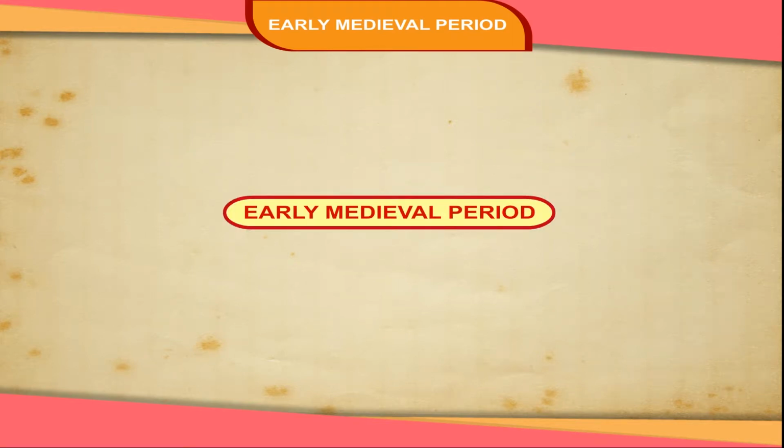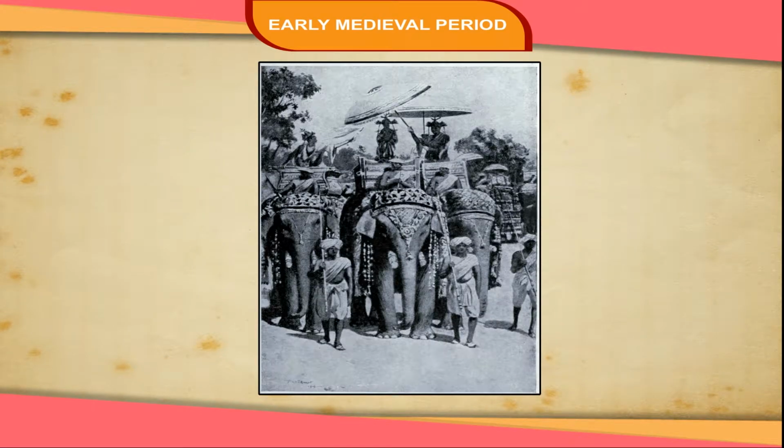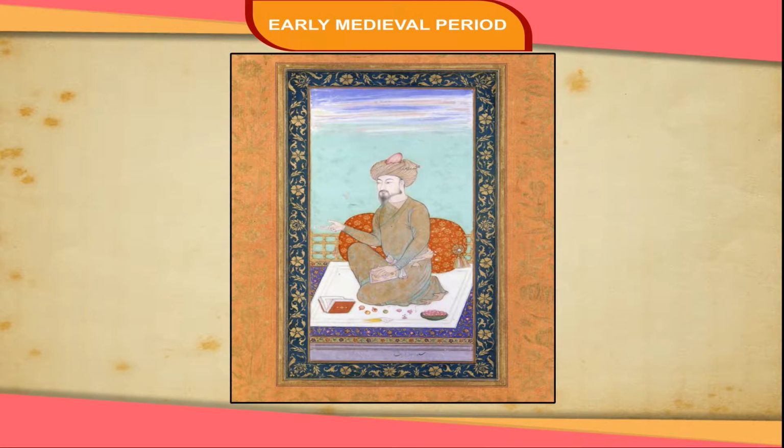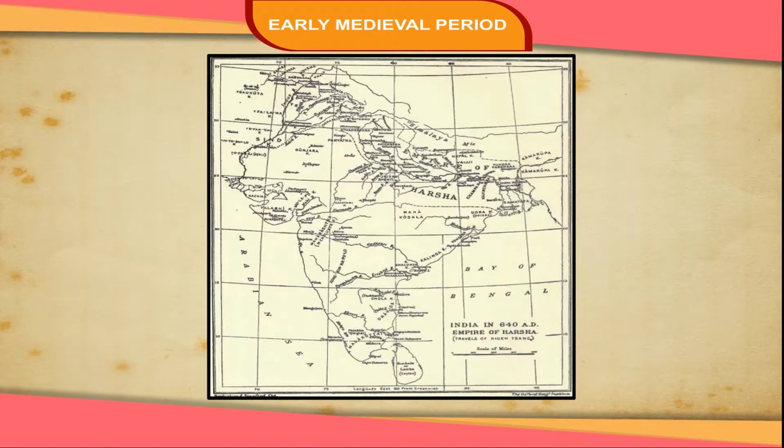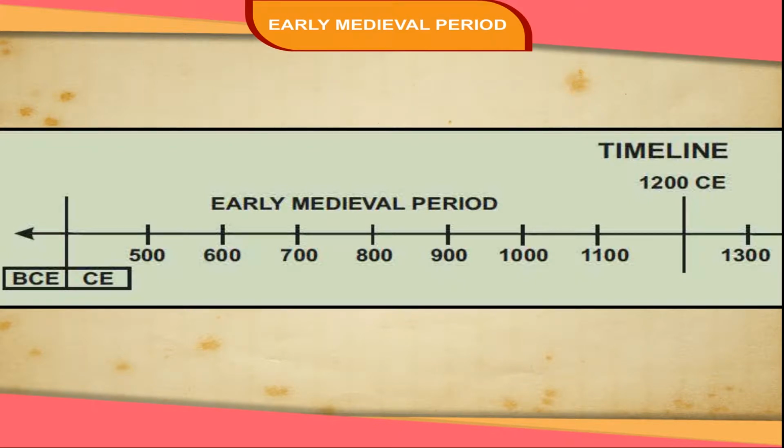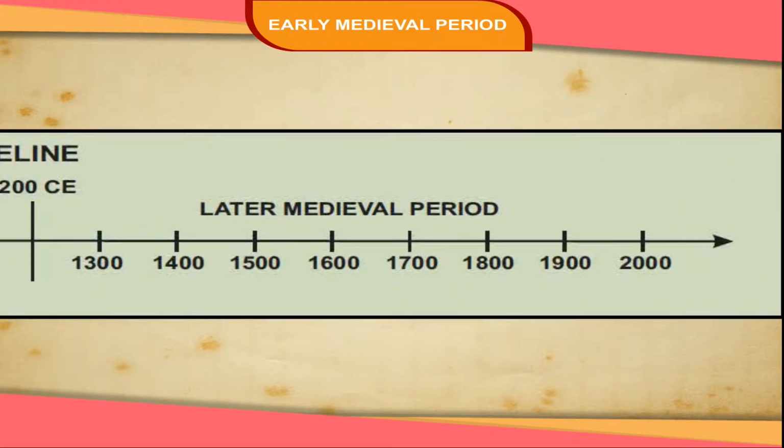Early medieval period. The medieval period in India starts with the decline of Harshvardhan dynasty in the 8th century and lasts till the 18th century, witnessing the decline of Mughal Empire. The medieval period has again been divided into two sections: early medieval period, 8th to 12th century, and later medieval period, 13th to 18th century.